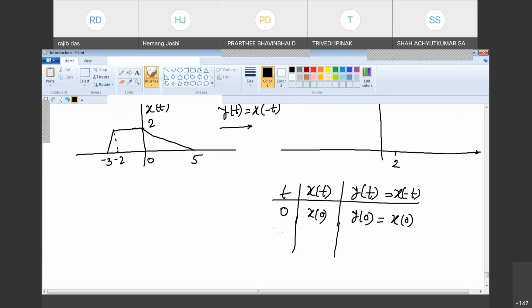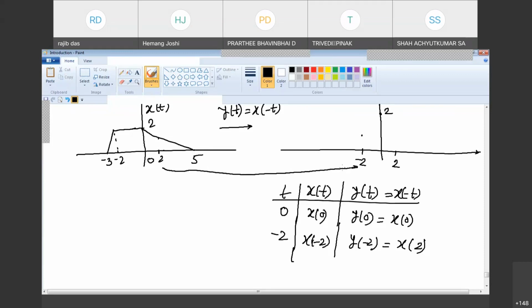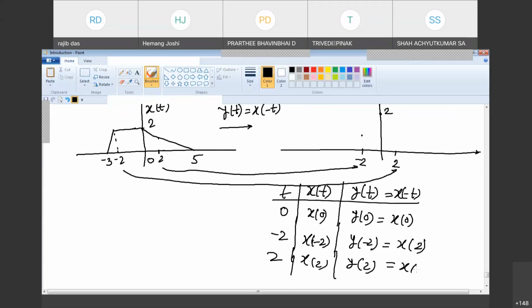But if I consider -2, it is x of -2. But you see here, y of -2 is nothing but x of simply 2. So y of -2, this side, should map to +2. Whatever height it is here, that should be here. This is mapped to -2, and similarly this -1 should come here. If I consider x of 2, y of 2 is nothing but x of -2, so this point will be here.